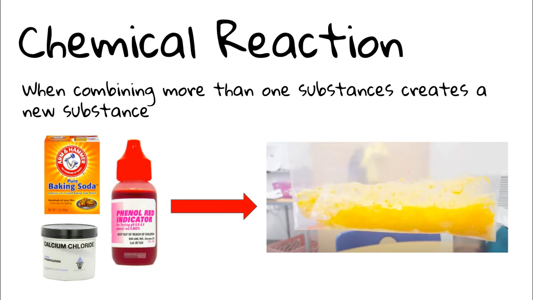So last week we were looking at chemical reactions and what chemical reactions were. We know that chemical reactions are when you combine more than one substance together and it creates something new, a new substance. You watched a video last week of someone combining baking soda, calcium chloride, and phenol red, and we saw that it changed completely. We saw gas being produced. We saw color change. And if we did this in person, we would be able to feel a temperature change as well. So we can tell that it's a chemical reaction.